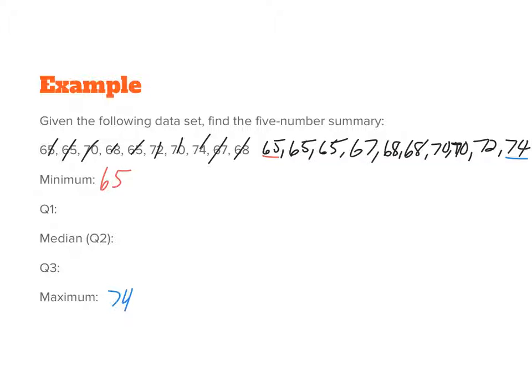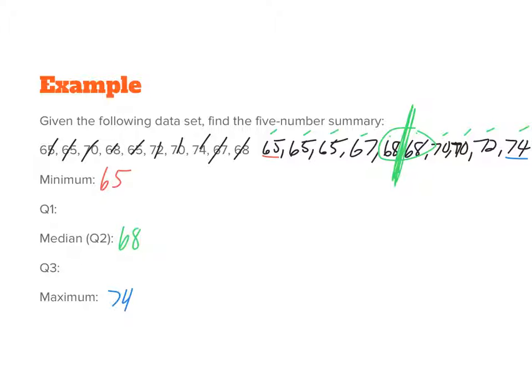My median, again, of the whole data set, I check off one from each side. 1, 2, 1, 2, 1, 2, 1, 2. And again, I've got right in the middle here, so I'm going to go in between the two, but they're the same number, so the middle in between 68 and 68 is 68.